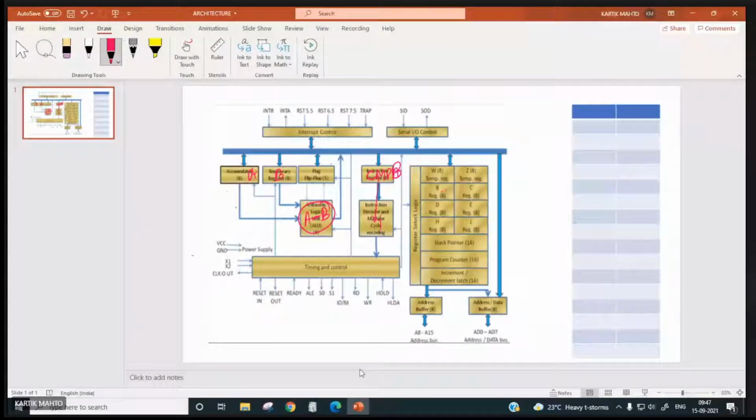In case of SUB B, what will happen? The B register content will be copied over here. A minus B will be performed. Flags are going to be affected and the result is stored back in the accumulator. But in the compare instruction, again subtraction is performed, but the result is not stored back in the accumulator.